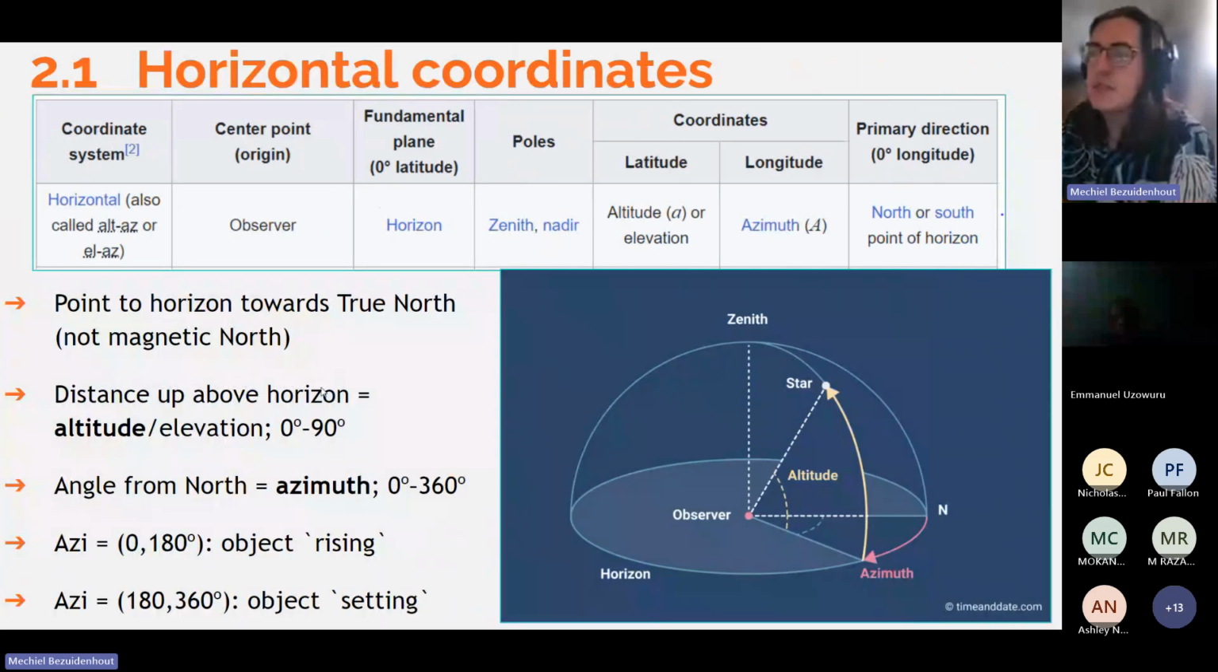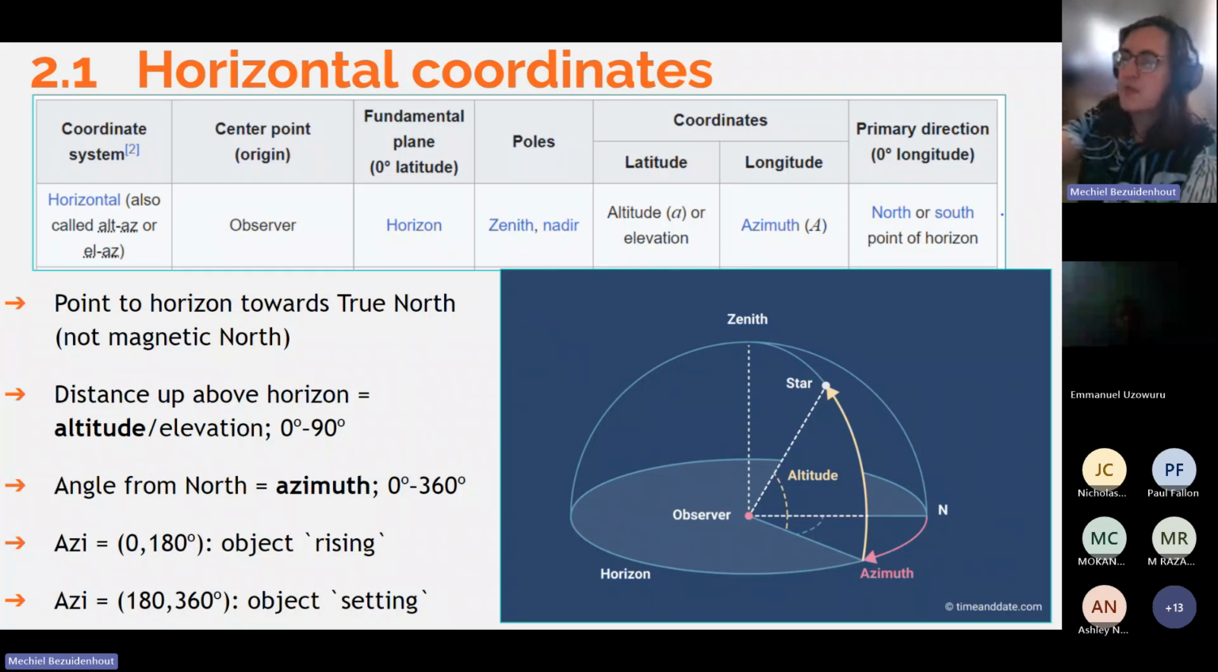The first coordinate system is probably the most simple one from an observer's point of view. It's called the horizontal coordinates, and the name tells you basically everything you need to know. It uses the horizon to define the fundamental plane. So we measure coordinates with respect to the horizon. In this case, the center point of the coordinate system is the observer. So you imagine yourself standing out in a field, and then you point towards the horizon that demarcates the 0-degree latitude.